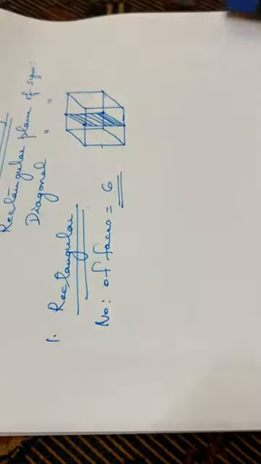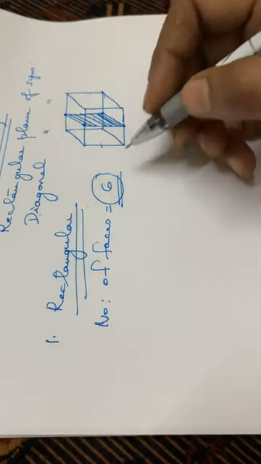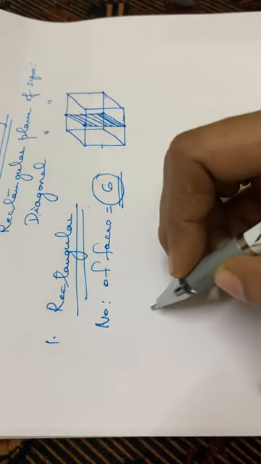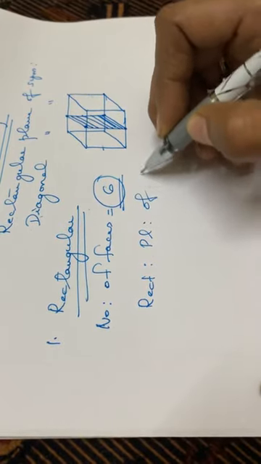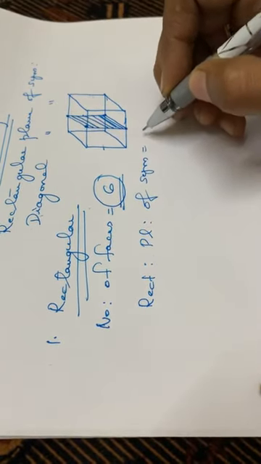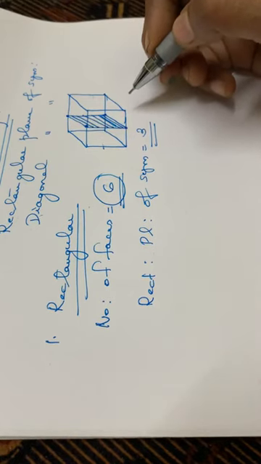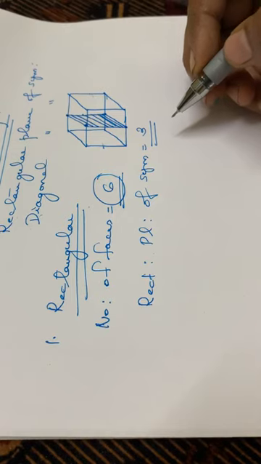So you have to count the number of faces, and just half of this number of faces will give the rectangular planes of symmetry. So here the rectangular planes of symmetry will be equal to 3. That is, it will be cutting the opposite faces. So total 6 faces are there, just half, so 3 rectangular planes of symmetry.